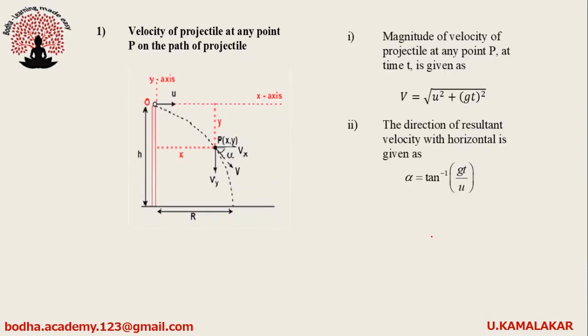Velocity of projectile at any point P on its path. The magnitude of velocity of projectile at any point P at time t is given as v = square root of u square plus gt whole square. The direction of resultant velocity with horizontal is given as alpha = tan inverse gt by u.